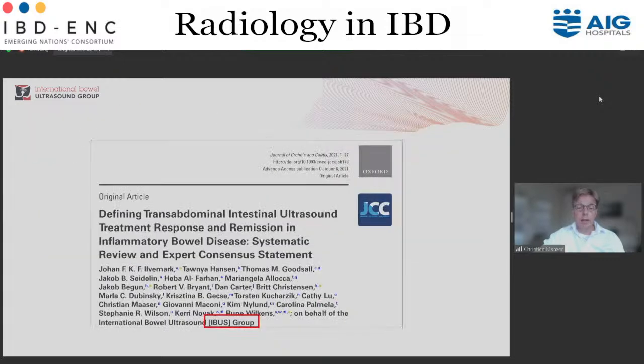And again, another systematic review article with expert consensus statements defining transabdominal intestinal ultrasound treatment response and remission in IBD. For those who are interested, I recommend reading that paper from Kim Ilgemark from Copenhagen.